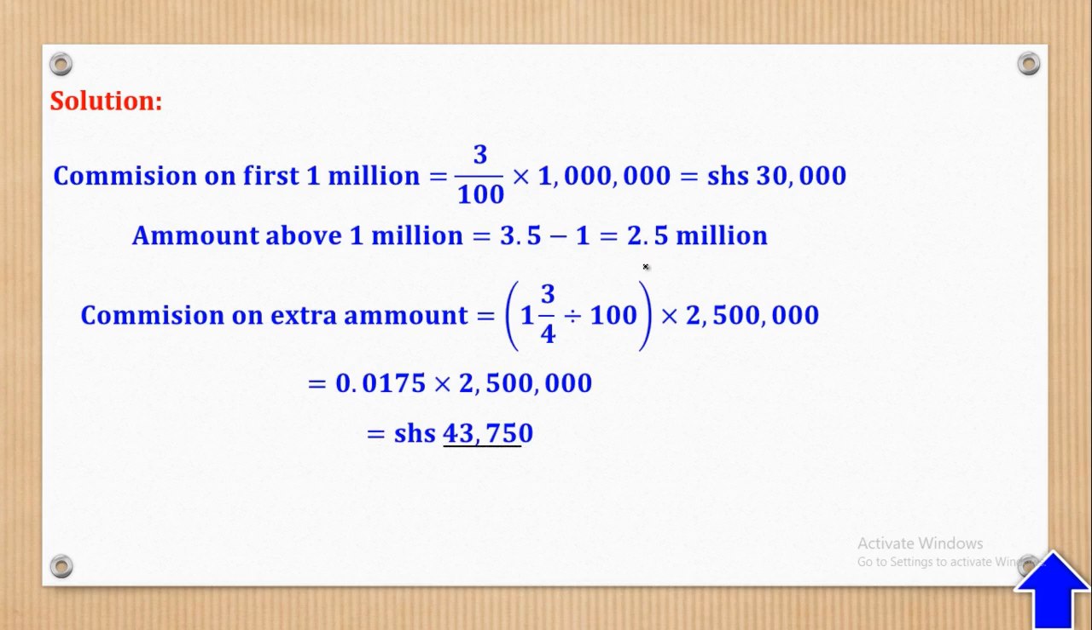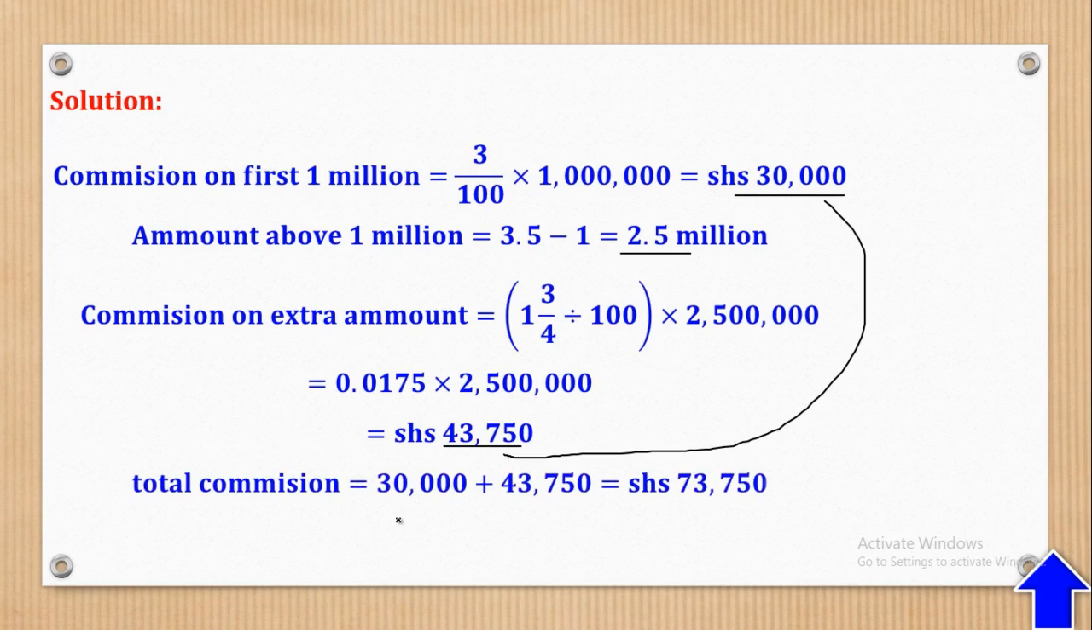So now I've got, there are two commissions. Sorry, there is this and there is also this. So that means that the total commission will be the sum of those two. So 30,000 shillings plus 43,750 shillings will come up with 73,750 shillings, and that will be the total commission they wanted.